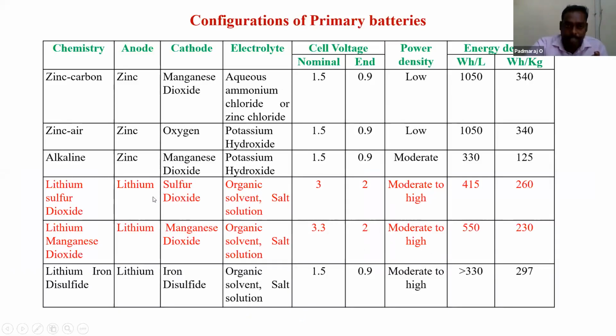What is the anode? Lithium. We know that lithium is more reactive. So by handling this lithium, we have to create some special atmosphere for the application. That's why lithium-based primary batteries are also expensive. And what is the electrolyte here? Non-aqueous, that is organic-based electrolytes: organic solvent, salt solution, EC, PC, DEC, DMC, even many organic solvents are used for preparing the electrolyte solution for lithium-based batteries. Okay, so lithium iron disulfide.